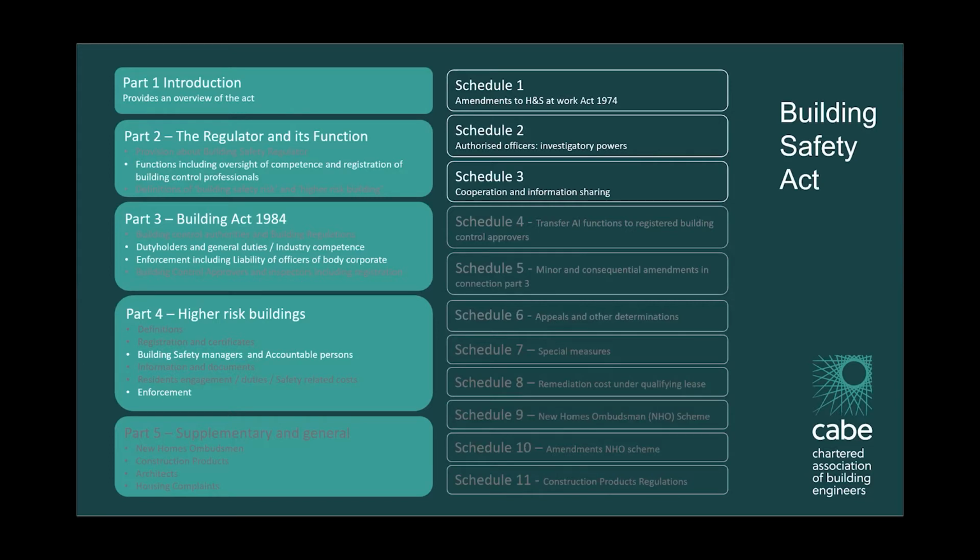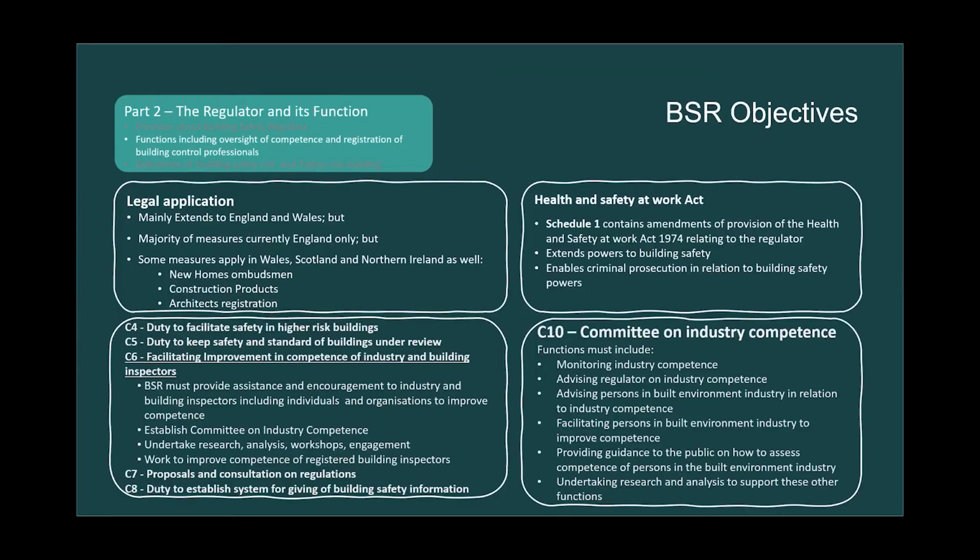There are links across to Part 4 of the Building Safety Act, high risk buildings, particularly building safety managers and accountable persons. Of course, the building safety manager role has disappeared, but also in both cases, in Part 3 and Part 4, enforcement. These are cross-linked to Schedules 1, 2, and 3 of the Act, if you need to refer to them, which cover amendments to the Health and Safety at Work Act, investigatory powers, and cooperation and information sharing requirements.